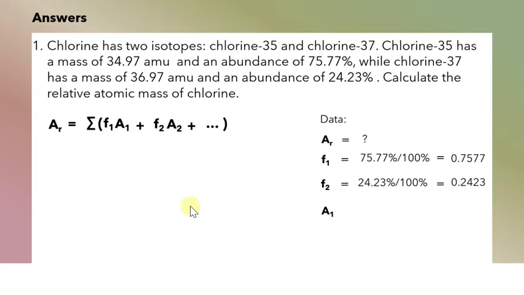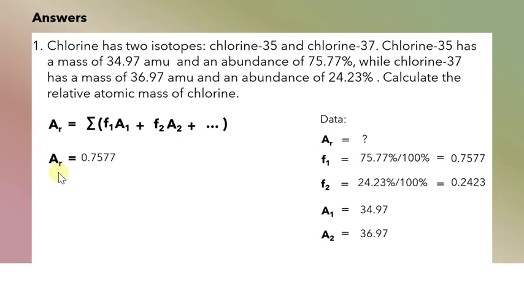A1 is the atomic mass of isotope 1, where we are told chlorine 35 has a mass of 34.97 AMU. So this is the one it has, which is 34.97 AMU. Then they are saying while chlorine 37 has a mass of 36.97, so A2 here will now be equal to 36.97.